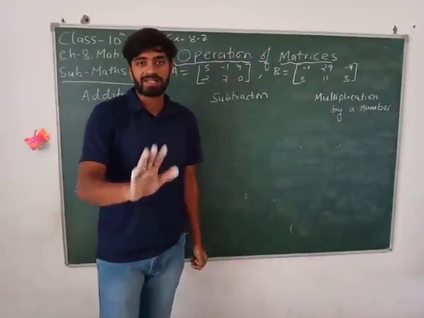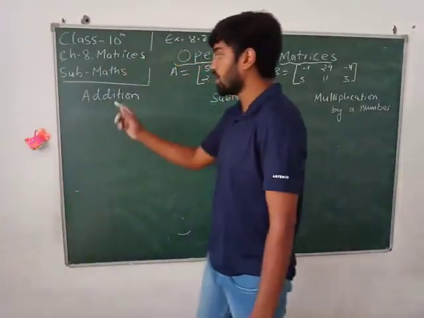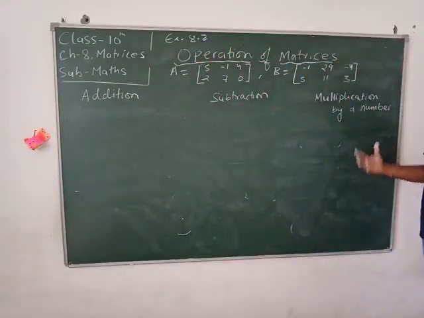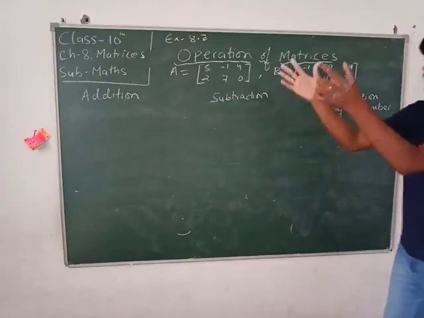Under operation of matrix, let me be very clear to you guys. There are three things that will be coming: addition, subtraction, and multiplication via number. Okay, so I'll go one by one.